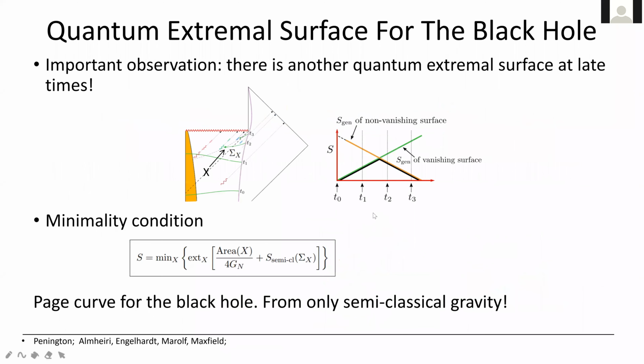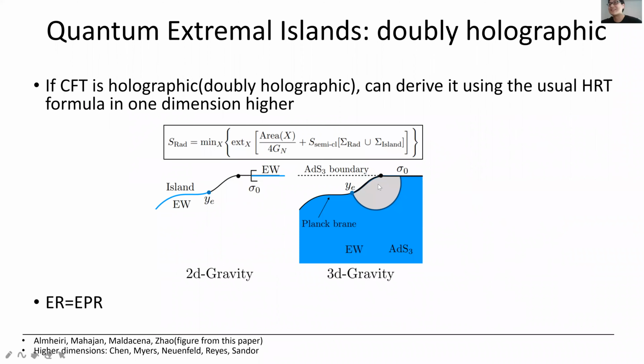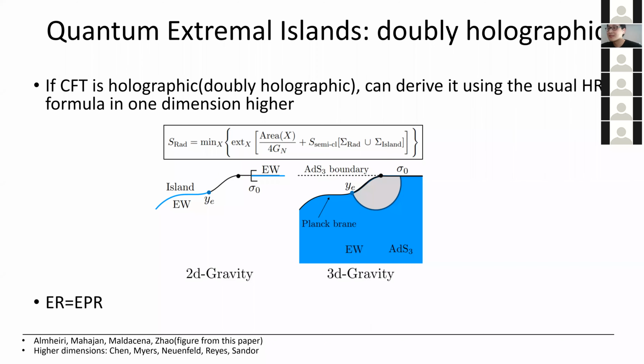But this is just historical development. Actually, you don't need it. I just want to say it looks strange why there are 2 disconnected regions, but actually if the CFT itself is holographic, this rule is not really so crazy, because it's just a usual rule.